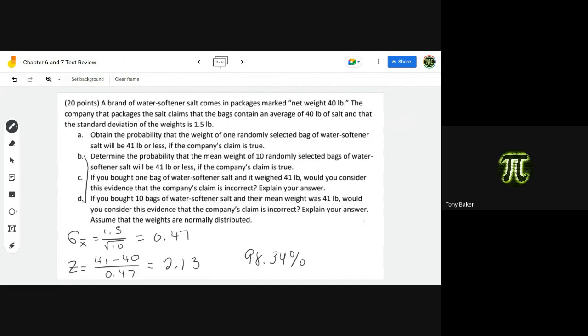So 2.13, is that enough to not claim it? Actually, it's still within 3 standard deviations. So if we're using 3 standard deviations as our benchmark right now, the claim is still probably true. It's not to that 3 standard deviation mark yet.